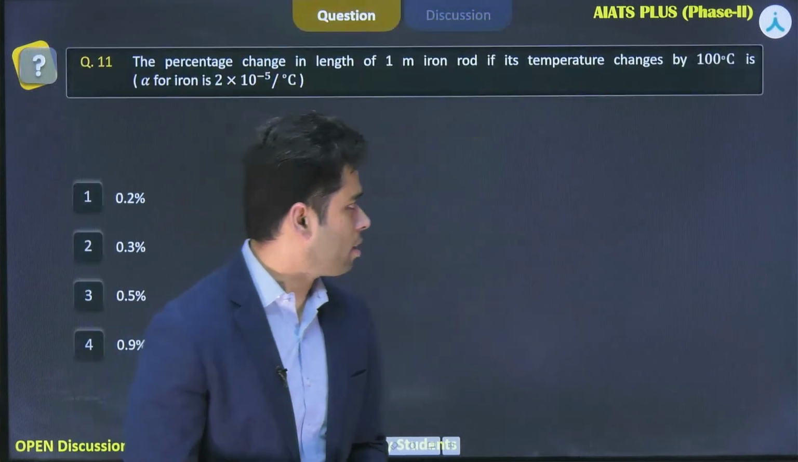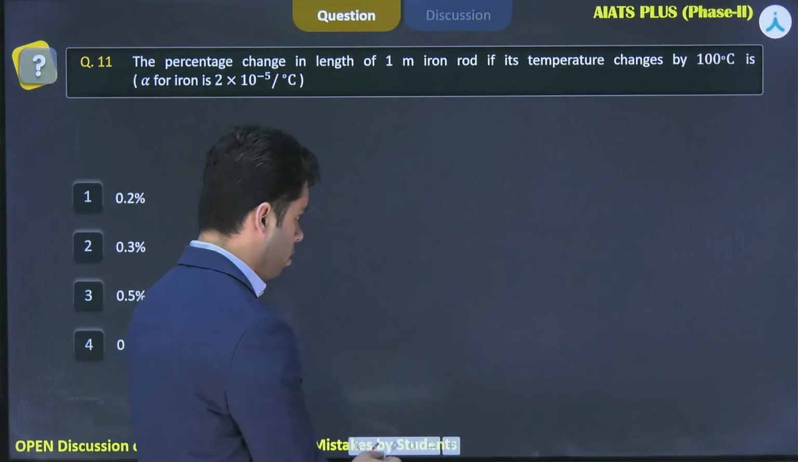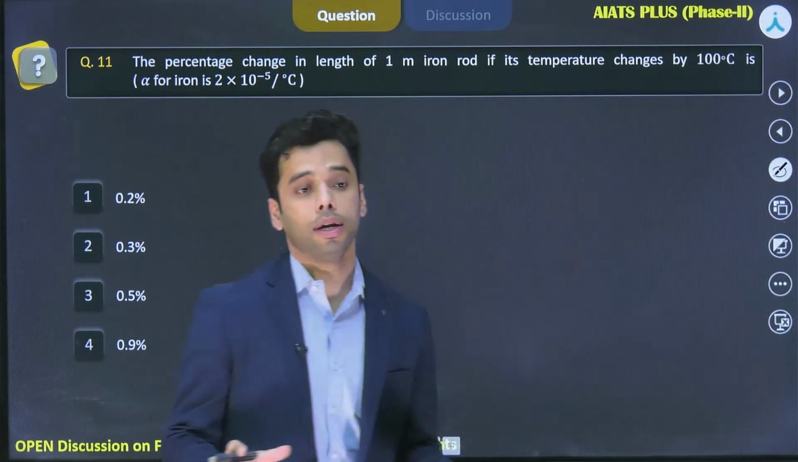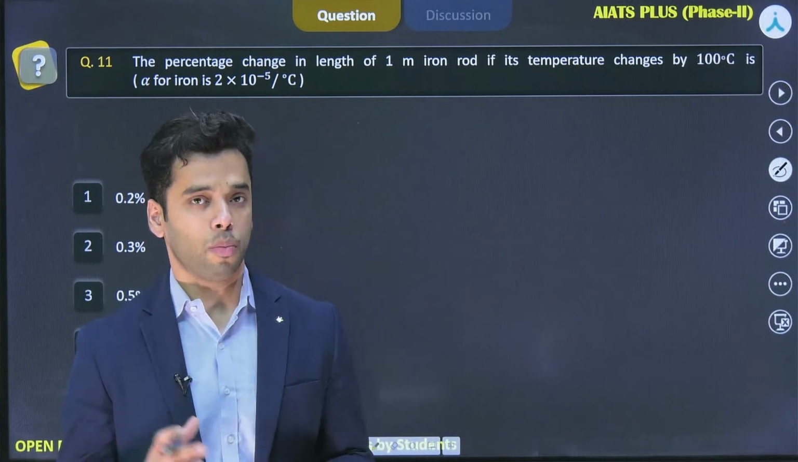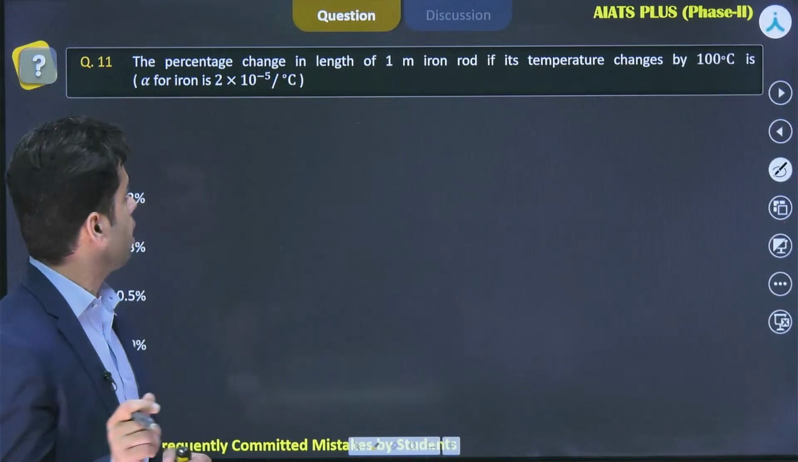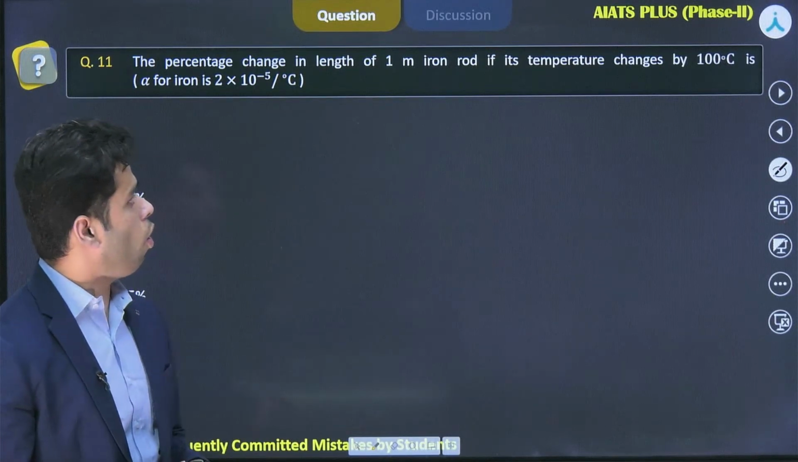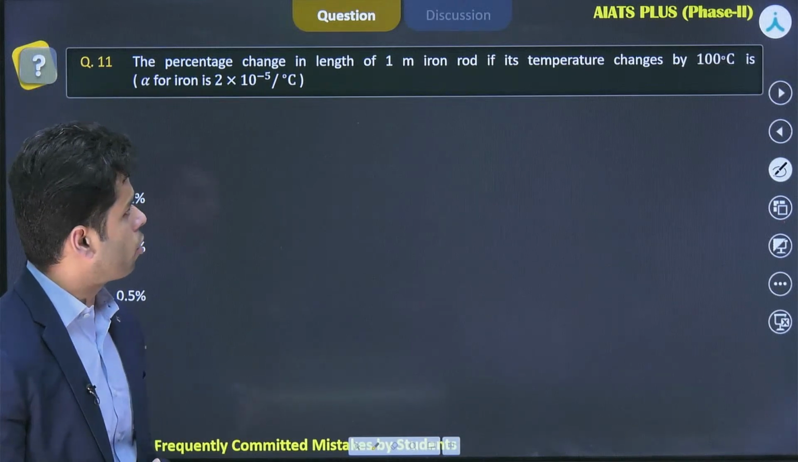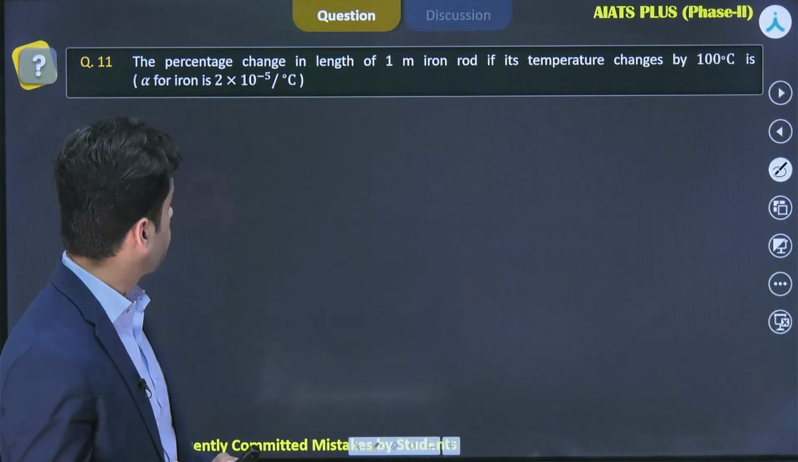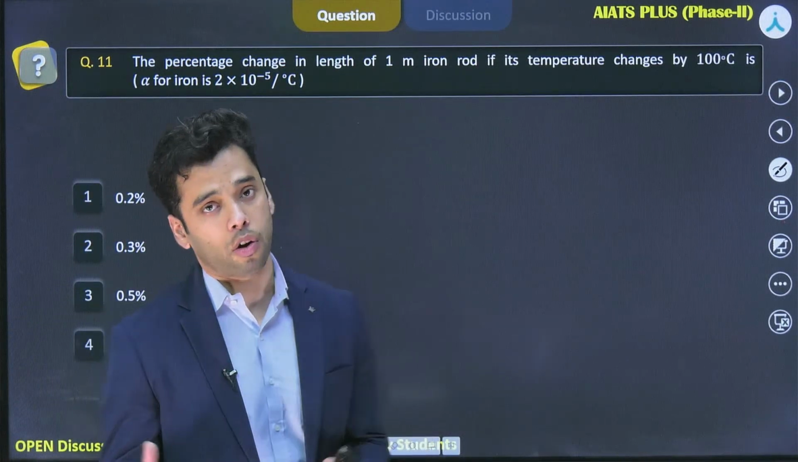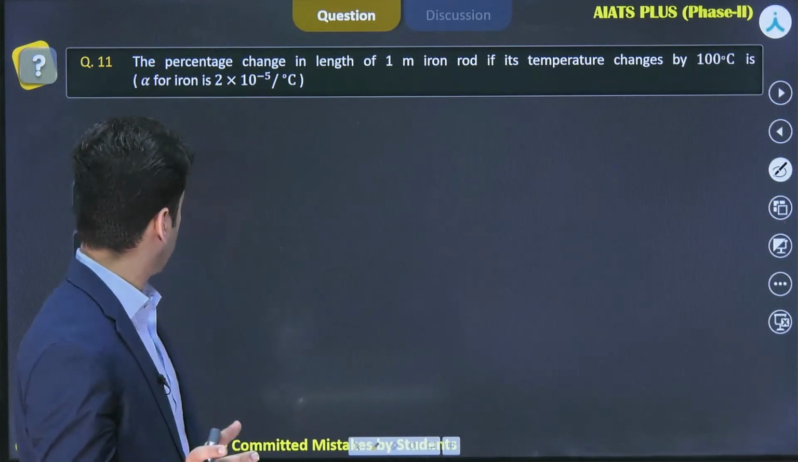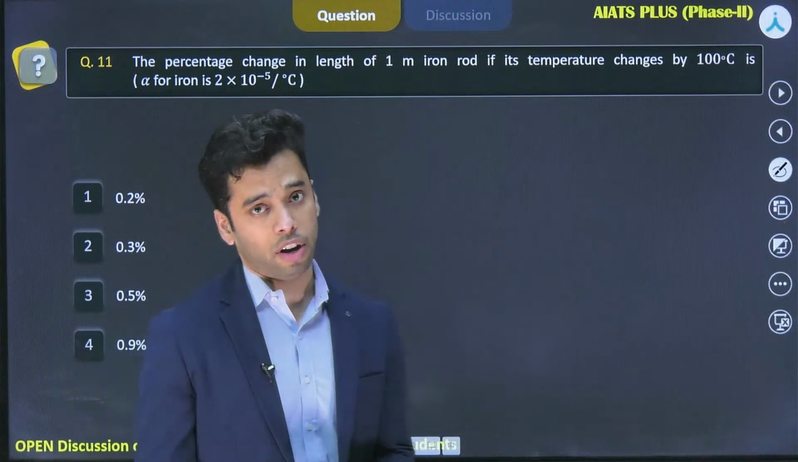Now, let me start with the first problem, and the first problem is from the chapter of thermal properties of matter. It is problem 11 of the original paper. It says: the percentage change in length of 1 meter iron rod if its temperature changes by 100 degrees Celsius is. So you need to find the percentage change in length of 1 meter of iron rod if the temperature changes by 100 degrees Celsius, and you have been given the coefficient of thermal expansion as 2 into 10 raised to the power minus 5 per degree Celsius.